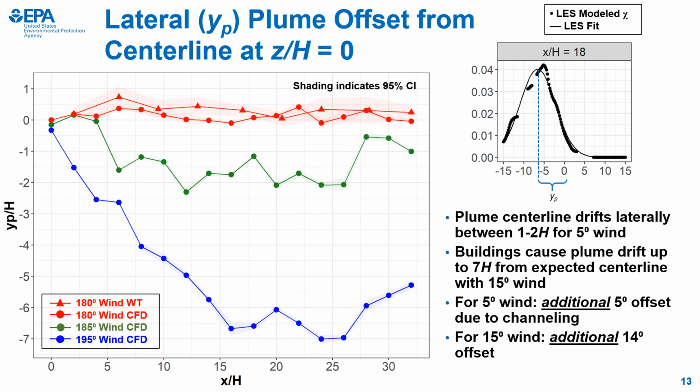which is to be expected as the plume meanders through the rows of buildings. For the 5-degree oblique wind cases in green, the plume center line drifts laterally about 1 to 2 building heights. However, the 15-degree oblique wind in blue really demonstrates the offset of up to 7 building heights from the expected plume center line. This equates to an additional 5-degree offset for the 5-degree wind and an additional 14-degree offset for the 15-degree wind, which is pretty significant.